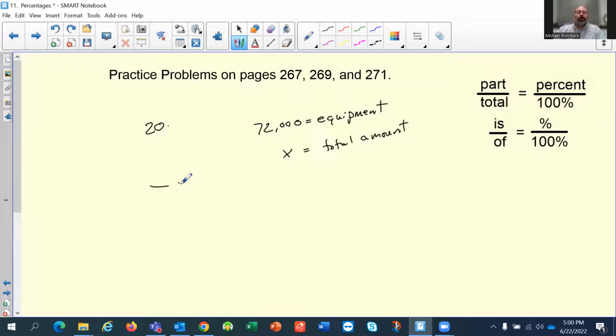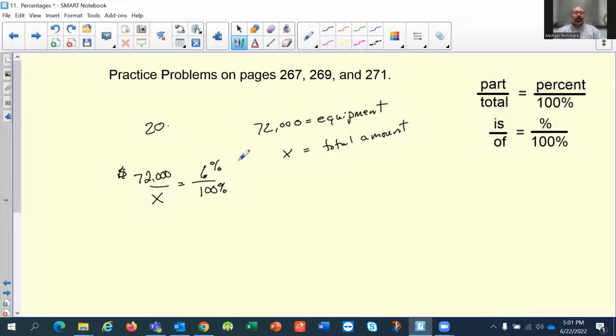So you set up your 4 spaces. Put your 100% on the bottom. You know this is going to work. Now, is 72,000 a part or is it a total? Well, it's a part. It's the part that was set up to pay for equipment. So $72,000, if you look at the chart, equipment says that is only 6% of the total. So 6% and 72,000 go together. The X is going to be your total budget. That's going to be equal to 100%.